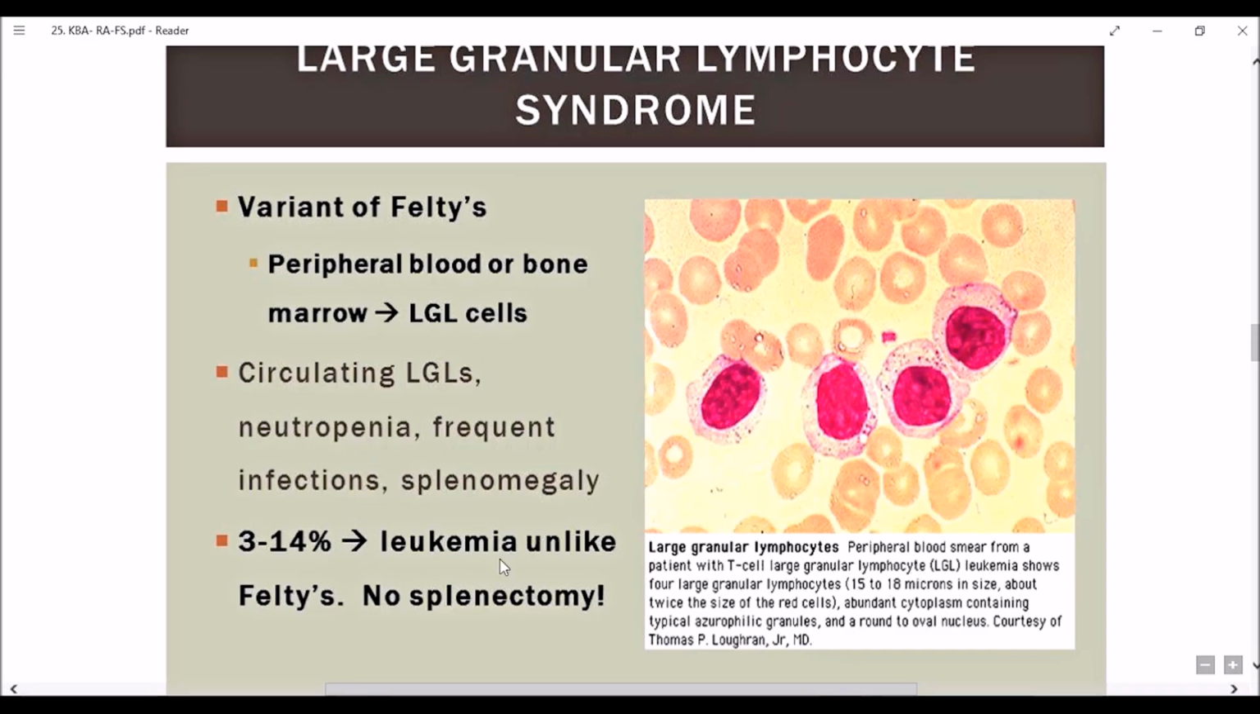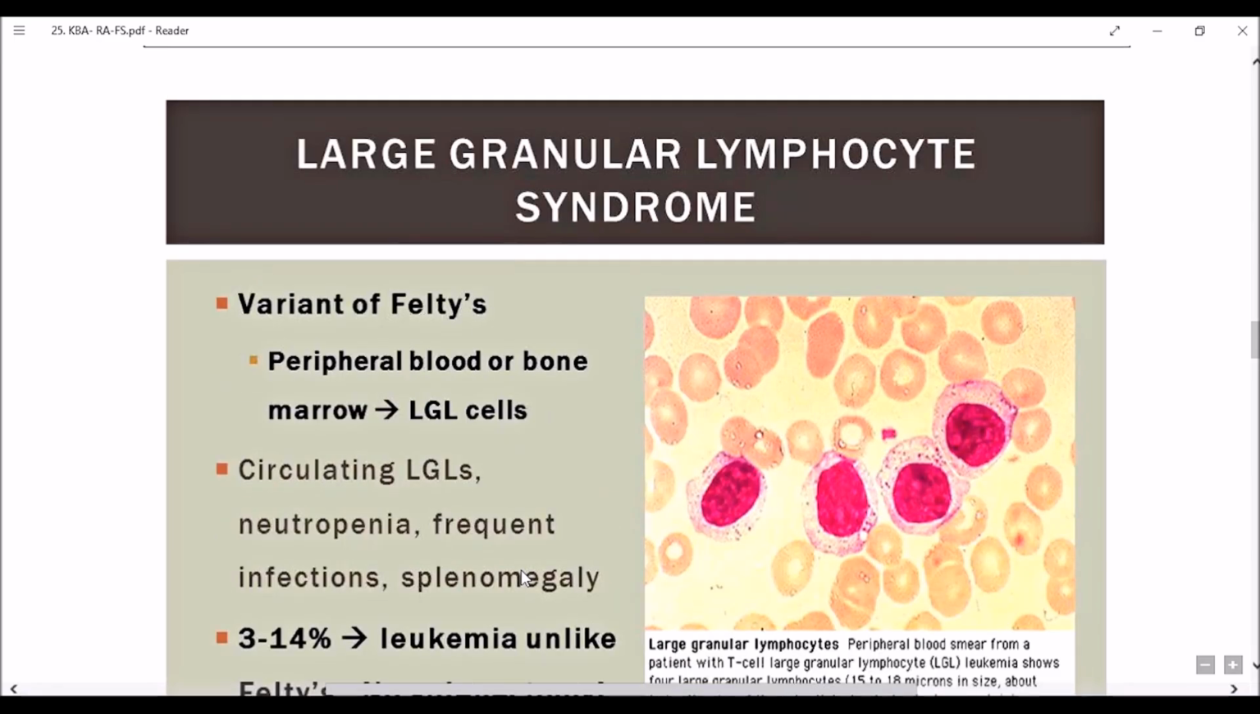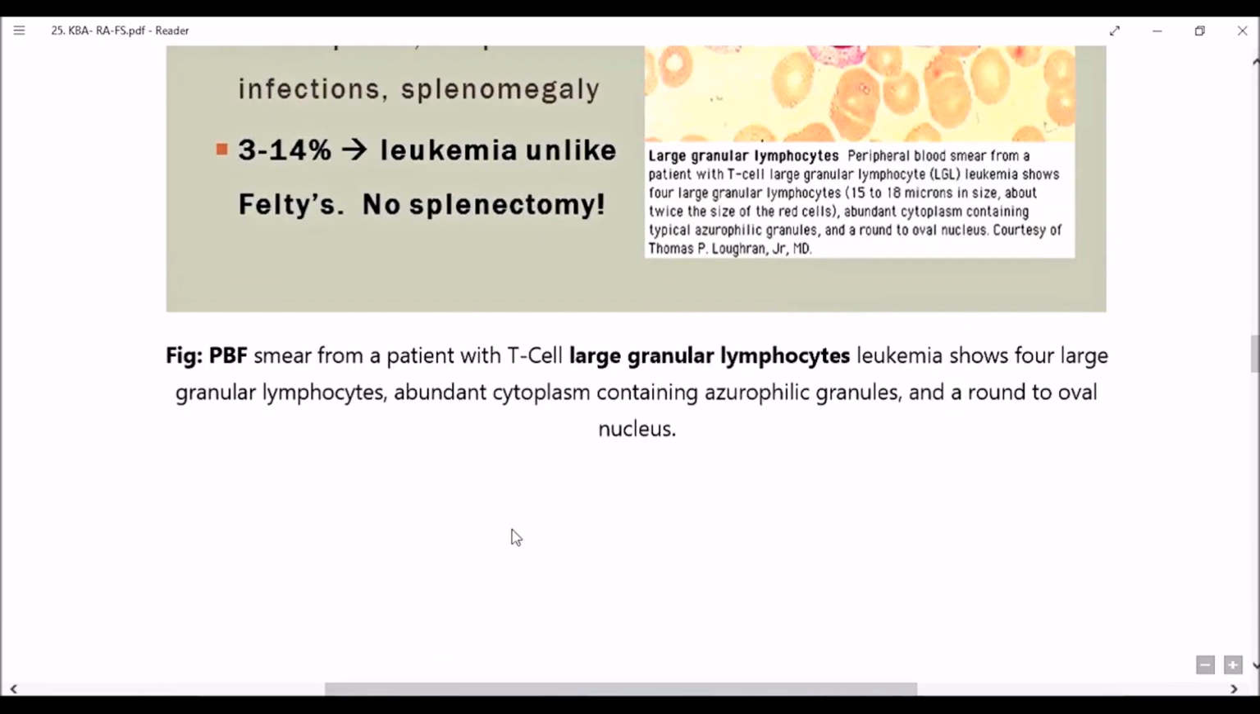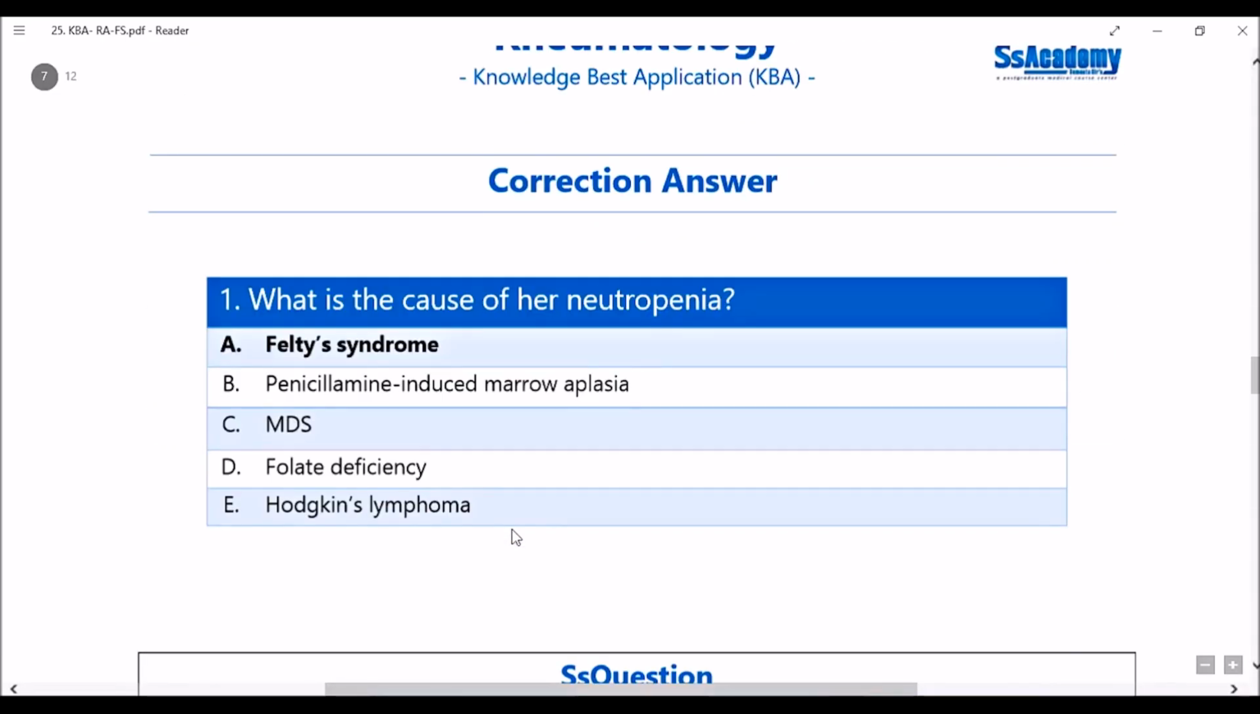So in 3 to 14% of cases, large granular lymphocytes can progress to leukemia, unlike Felty's. So LGL, once again, is another syndrome, a variant of Felty's. The differentiating feature is that the LGL cells are present. So what is the cause for the neutropenia? Of course, Felty syndrome is a likely diagnosis.